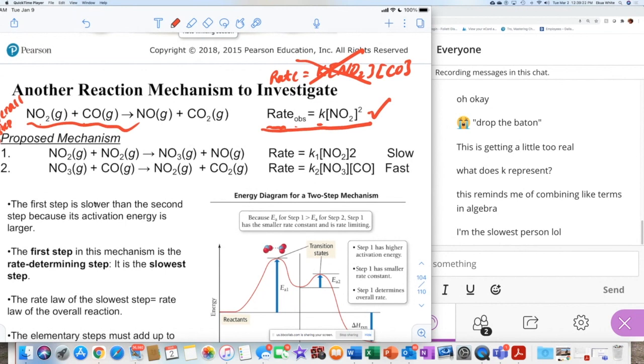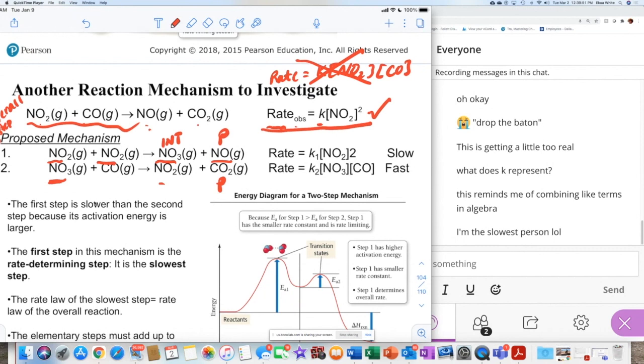In the first step, you have NO2 combining with itself to form NO3 and NO. NO is one of our final products. NO3 is not showing up in the final product, so I will just say this is the intermediate. It got made just to be killed, right? Intermediate. It got made here. It got used in the next step to produce NO2 and CO2. Also a product.